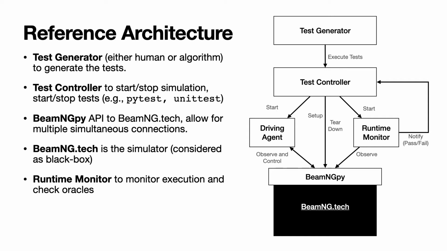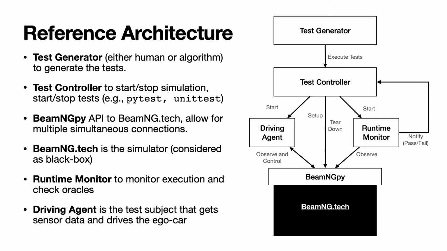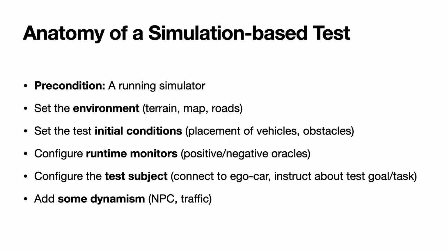On the other side, there's a driving agent. Driving agents are basically the test subjects. They are started or connected through the test controller, and they observe and control the simulation. What does it mean? They have a way to read data at runtime from the running simulation, compute the control commands that drive the car, and send them back to the simulator to have those cars driving around. Those are the components that we are going to see in a moment.